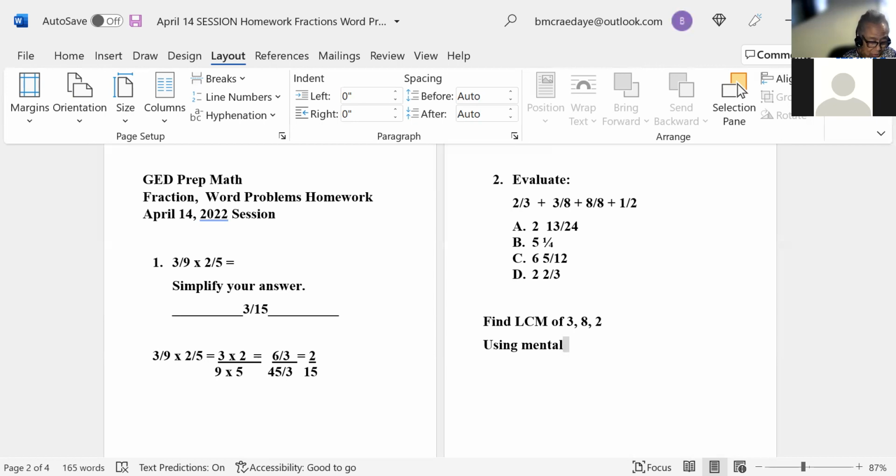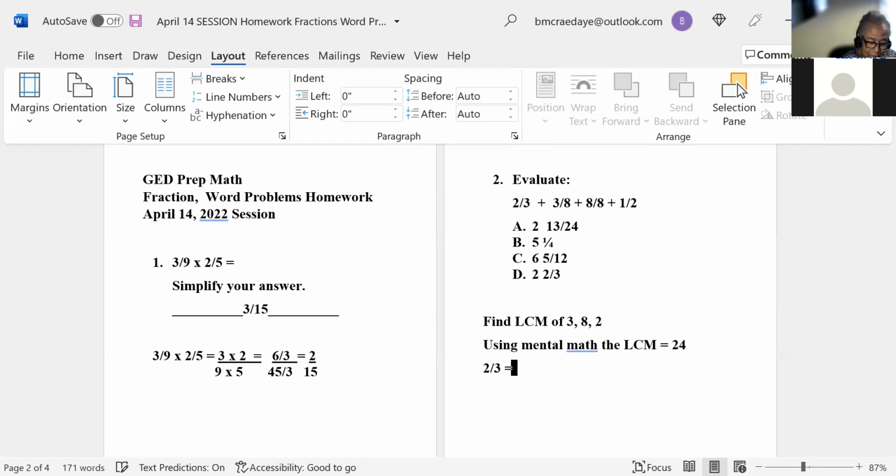Yes. All right. Using mental math, the least common multiple equals 24. That means now you want to put each one of these fractions over the denominator 24. So let's start with the 2/3.